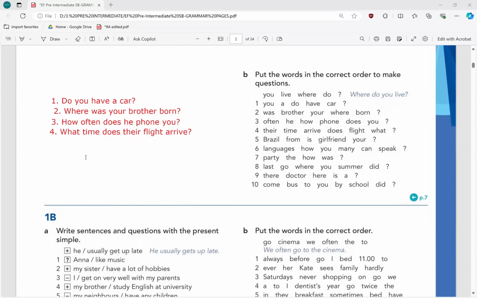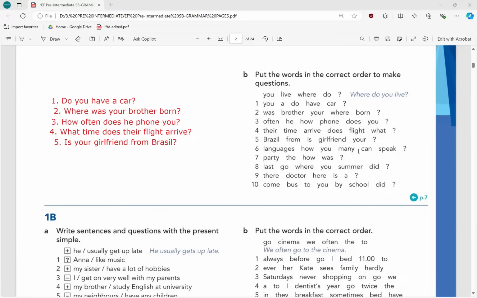Number 5, Brazil from is girlfriend your. So we don't have question word here. WH question like when, what, why. We don't have it. So we got is. So we're going to start with is. After is, we must use subject. Is what? Or is who? Is girlfriend. So your girlfriend, yeah? Because your always comes with noun, guys. Your or my, their always comes with noun. So is your girlfriend from Brazil? Number 5. Is your girlfriend from Brazil? Okay, that's done.